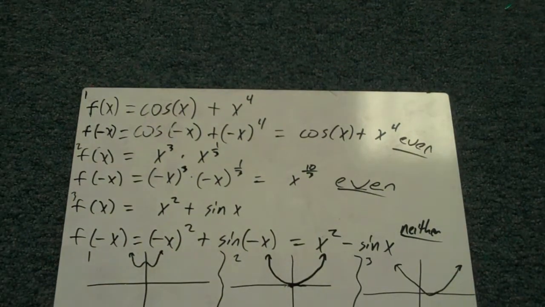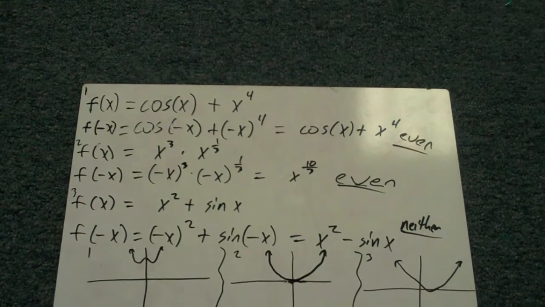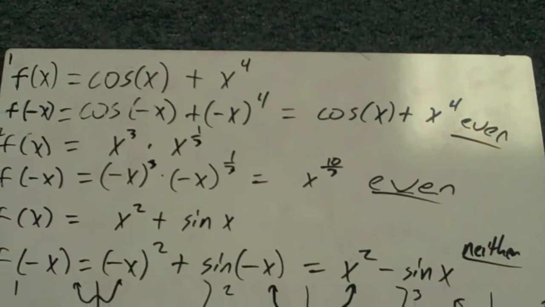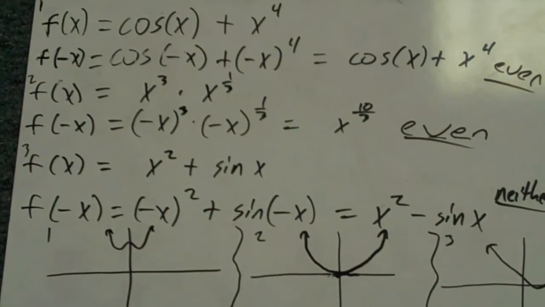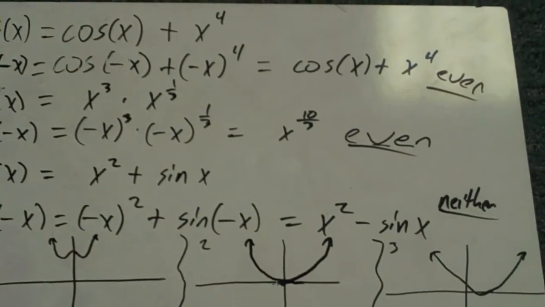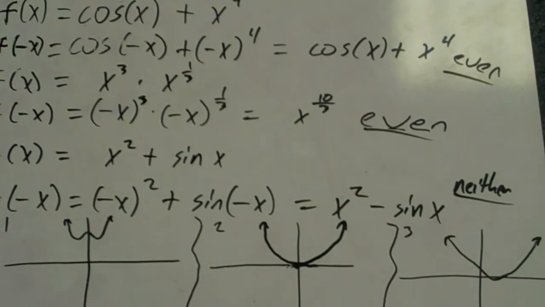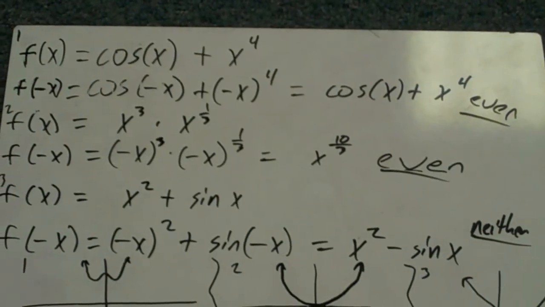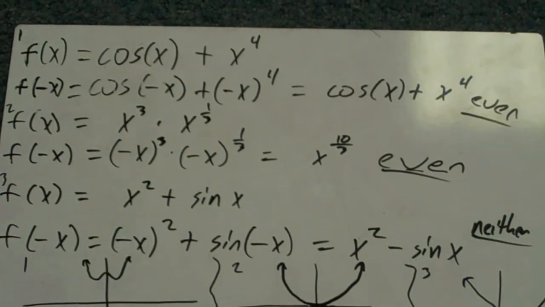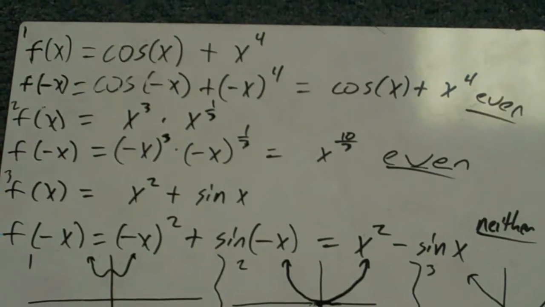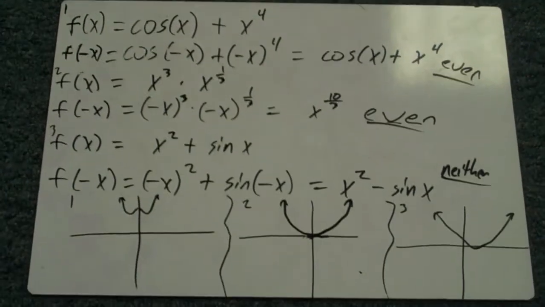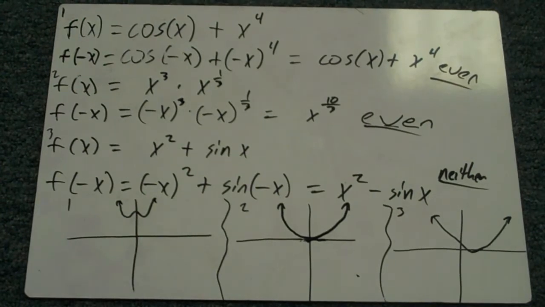Here we have 3 examples of multiplying and adding even and odd functions. Starting with f of x equals cosine x plus x to the 4th, we have 2 even functions being added together. Inputting negative x results in the same even function: cosine of negative x plus negative x to the 4th equals cosine of x plus x to the 4th. Verifying that adding 2 even functions makes another even function.